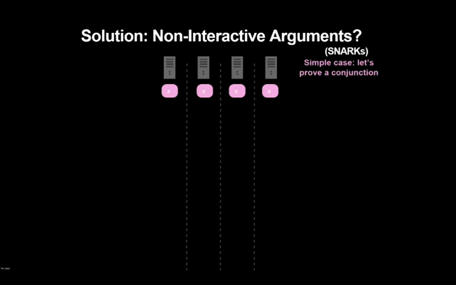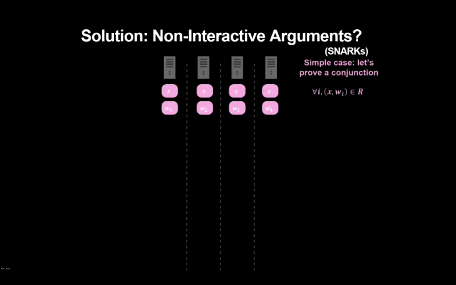And let's focus on a simple case. Let's focus on a simple language, which works as follows. So like I said before, the witness is going to be split among all of the provers. So each prover has a piece of the witness. And we're going to work with statements which are essentially conjunctions, where each term in the conjunction can be checked locally by a single machine, a single proving machine.